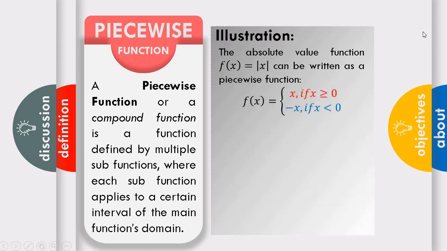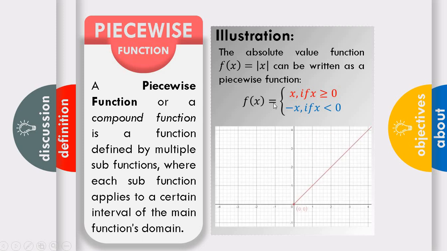So illustration: the absolute value function f of x equals absolute value of x can be written as a piecewise function. f of x equals x if x is greater than or equal to 0, negative x if x is less than 0. So the definition of piecewise function, it contains multiple subfunctions. In this case, we have two subfunctions, f of x equals x and f of x equals negative x. As a whole, it can be called a piecewise function.